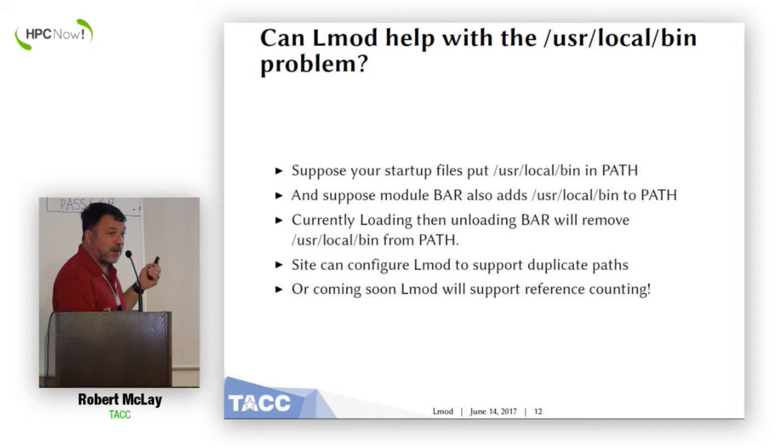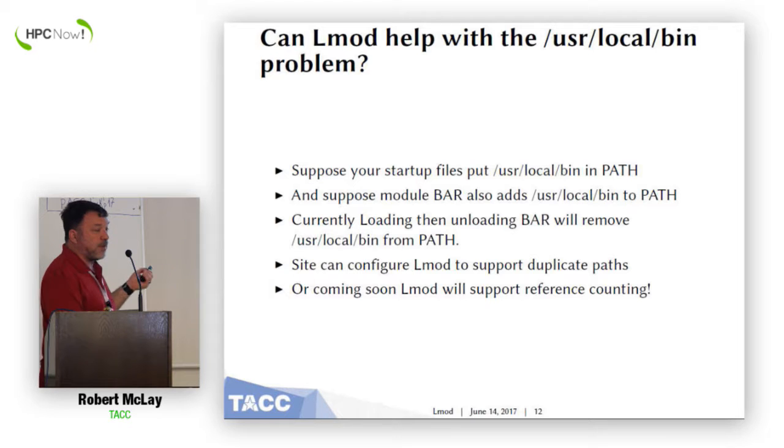So what I call the user local bin problem. What happens if you have your startup scripts define /usr/local/bin in your path, so every user gets that? And then some module out there, bar, also defines /usr/local/bin in the path. So if somebody loads it and unloads it, all of a sudden /usr/local/bin is no longer in your path. For us, our Slurm stuff and other things end up in /usr/local/bin, so this can be disastrous.